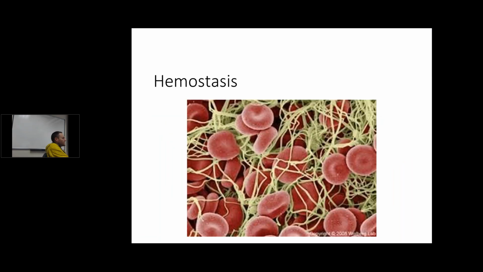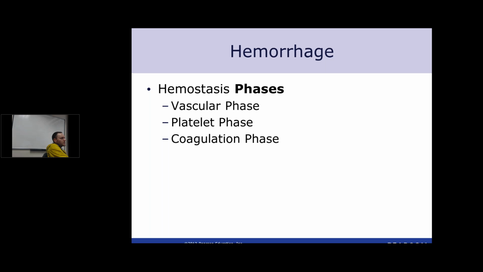Hemostasis, this is what Joel was talking about up here when he was talking about the matrix and clotting off that fibrin matrix. So the phases of hemostasis, there's a vascular phase, a platelet phase, and a coagulation phase.